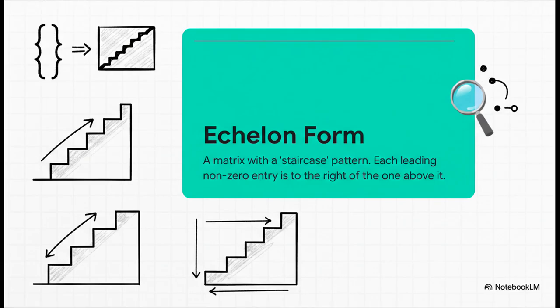The easiest way to think about it is, well, it looks like a staircase. That's the key visual. We want every leading non-zero number in a row to be to the right of the leading number in the row above it. It creates this nice, neat step-down pattern.